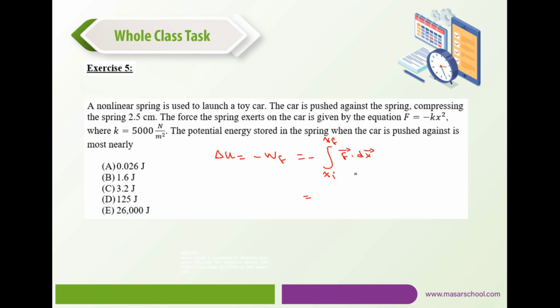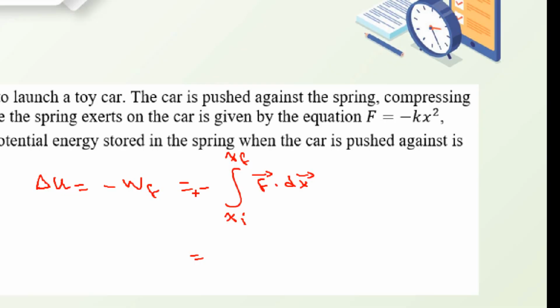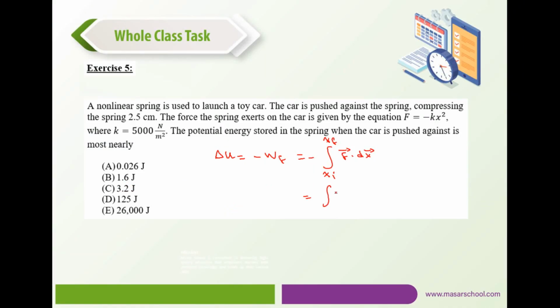Now let's replace the expressions that we have. The force is given by minus kx squared, and the minus sign gives us plus, so that would be the integral of kx squared dx. Don't worry much about the dot product because these forces are either parallel or anti-parallel, and luckily all of our choices are given to be positive values, so no need to worry about the minus sign.